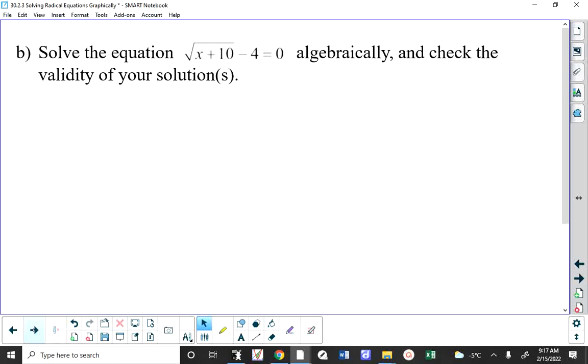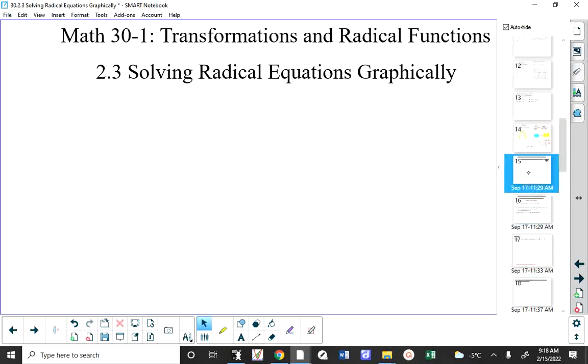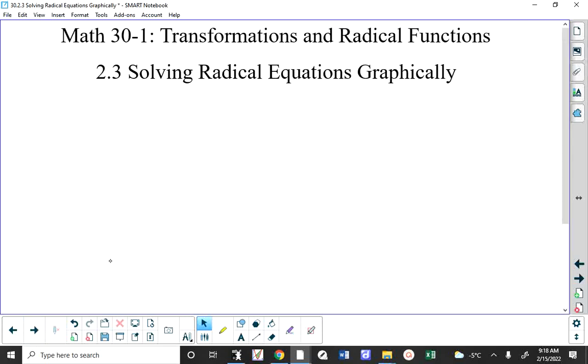So if you look carefully at the title of this lesson, it says Solving Radical Equations Graphically. And according to the program of studies or the curriculum guides, Math 30-1 students are expected to know how to solve these equations graphically, but not algebraically.